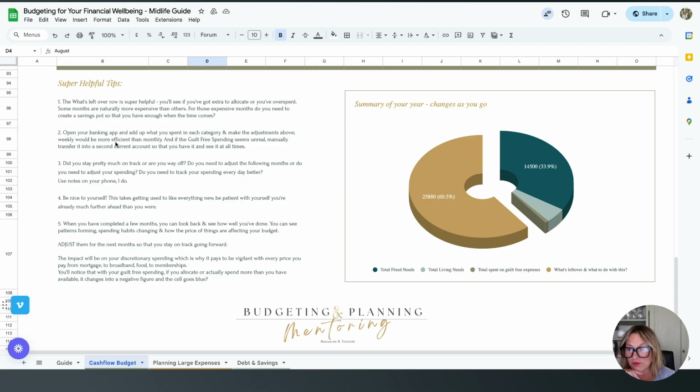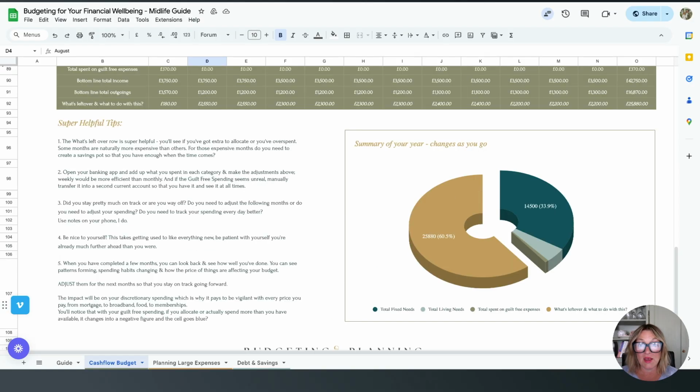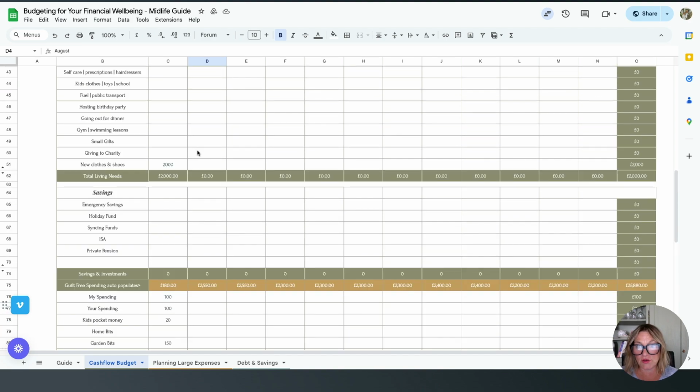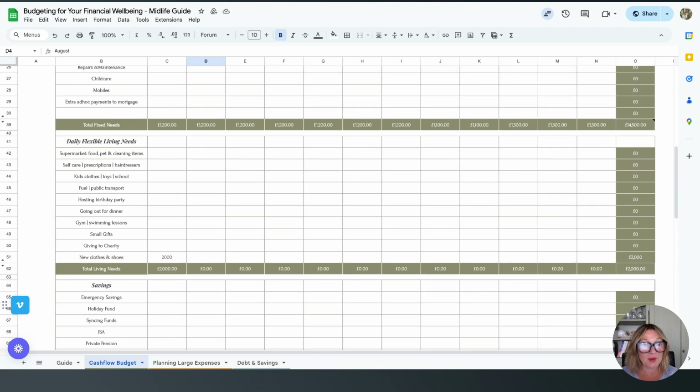So one of the helpful things I'd like to share with you right now is your banking app. You may already do this, but I would definitely advise you, if this is new to you, open up your banking app, perhaps every day when you put the kettle on. Just have a flick through.